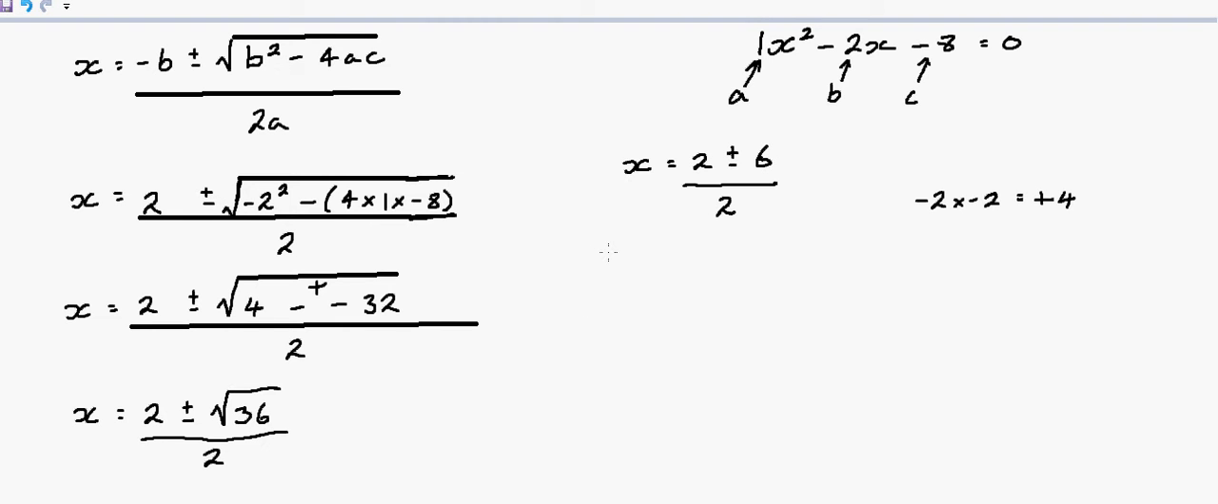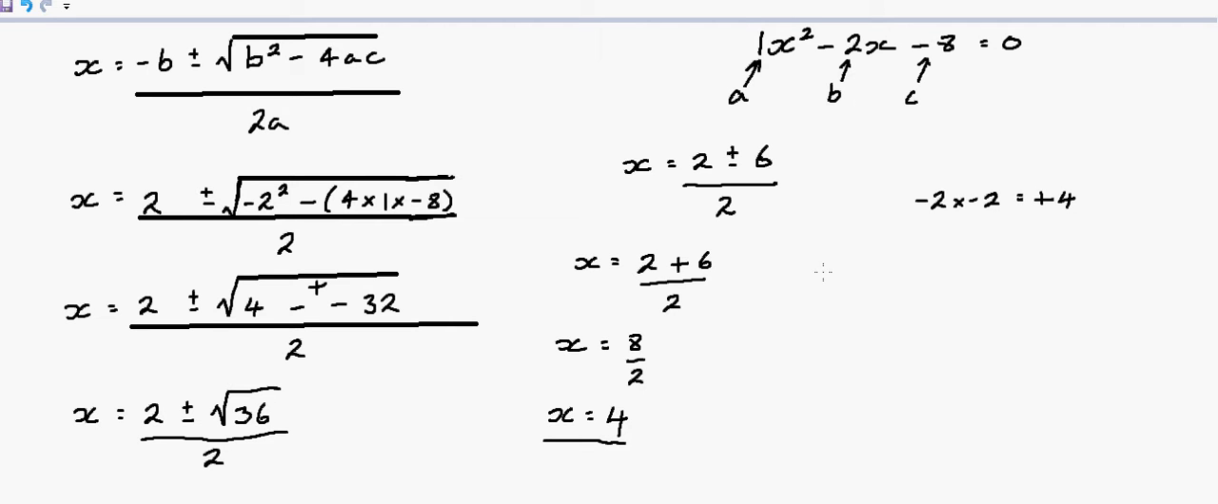So now we're going to have two solutions because x is plus or minus. So x equals 2, so let's go with +6 all over 2. So x equals 2 plus 6 is 8 over 2. So x equals, and 2 into 8 goes 4 times exactly. So x equals 4. That's one of our solutions.